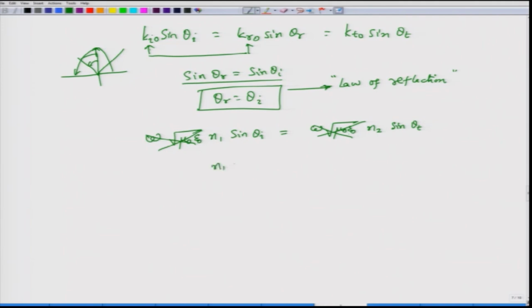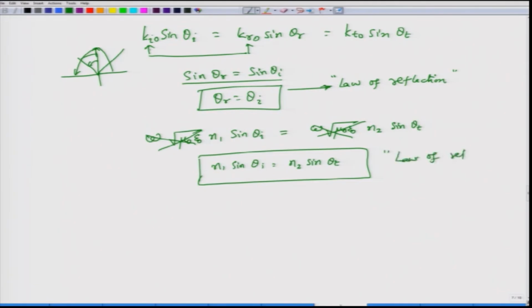So, now what we are left with is the second Snell's law, which tells us that n 1 sine of the angle of incidence must be equal to n 2 sine of the angle of refraction. This is your second Snell's law, which is called the law of refraction. So, both Snell's laws turn out to be simple phase matching conditions, and you can use these equations to predict the angle theta t and understand the phenomenon of total internal reflection. Of course, we will do all that in the next module.